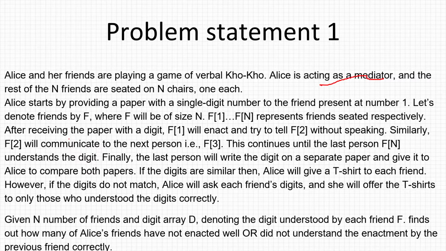So the first digit, after receiving from Alice, will enact and pass the message to F of 2 without speaking. This game, I guess all of us would have played during our childhood. The same thing they are trying to reciprocate.